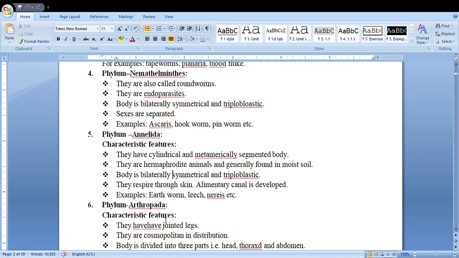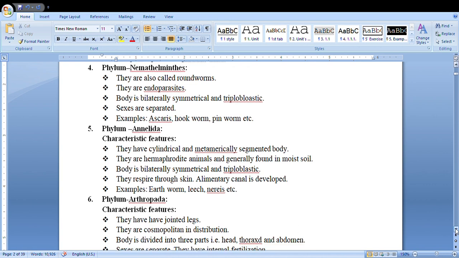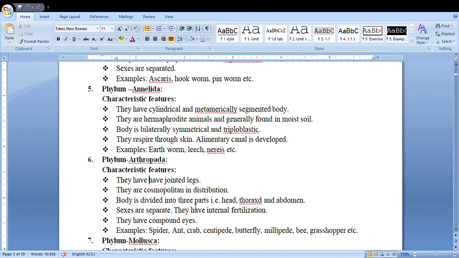Next phylum is Arthropoda. Characteristic features: they have jointed legs. They are cosmopolitan in distribution, which means they are widely distributed in air, water, and on land. Cosmopolitan means found everywhere. Body is divided into 3 parts: head, thorax (the chest region), and abdomen.